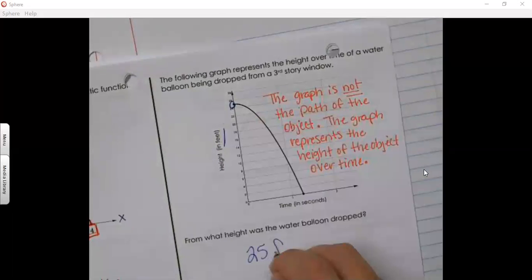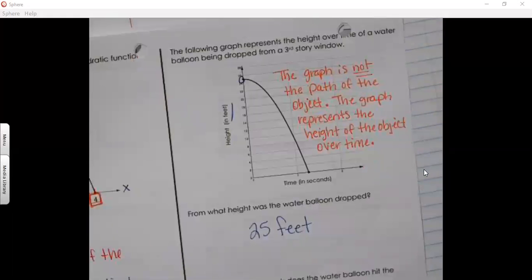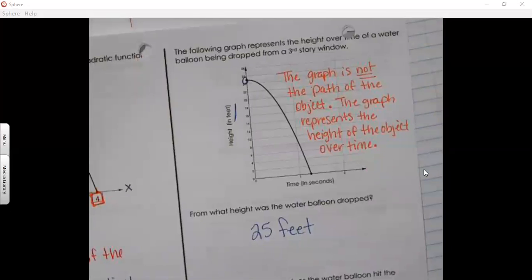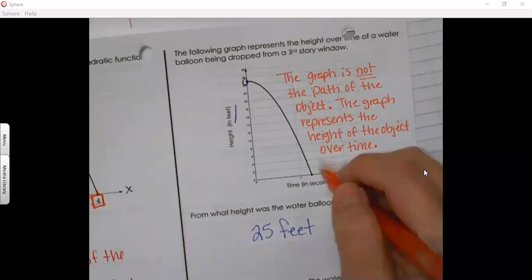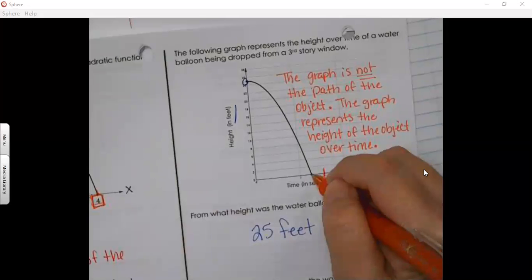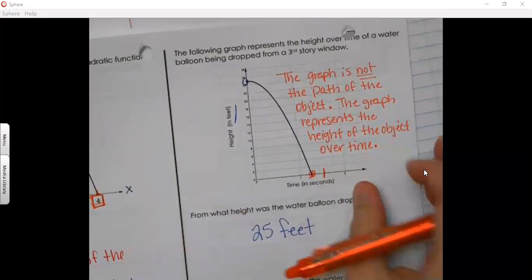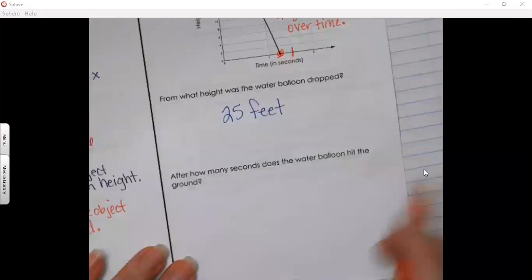After how many seconds does the water balloon hit the ground? How much? 1.4? Is that what I heard? Okay, so we know the x-intercept tells us how long before the object hits the ground. So it's between 1 and 2. So this is about halfway. So we're going to be estimating here. I'm going to go with approximately 1.2 what? Seconds. Of course, I want to label that.